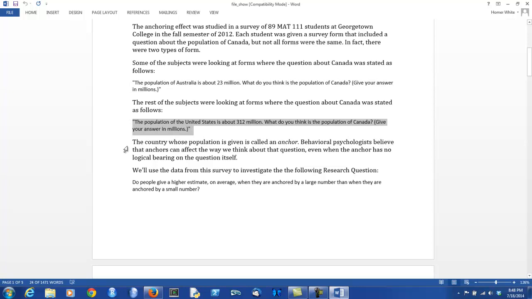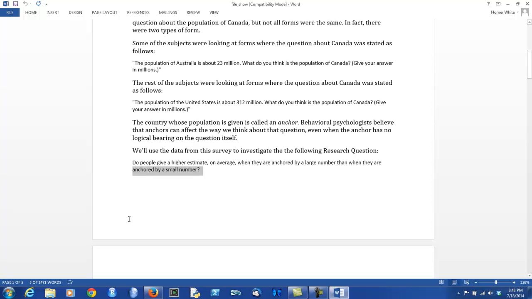And if the anchoring effect is a real thing, then the folks who were anchored in the larger number, the United States, might very well give higher estimates for Canada on average than the folks who were anchored in Australia. So the specific form of our research question is, do people give a higher estimate on average when they're anchored by a large number and when anchored by a small number?